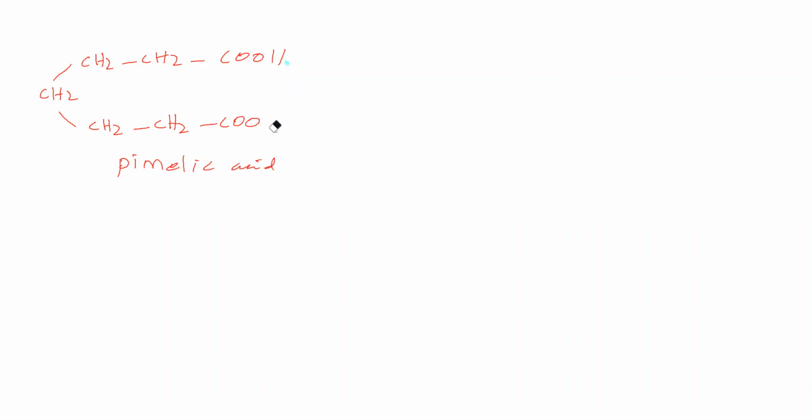So this H we will replace by an alkyl group. Then the acid will be replaced, so here it is replaced by an alkyl group. Now it is called pimelic ester. It is taken for a Dieckmann reaction. Dieckmann reaction means what is the product?